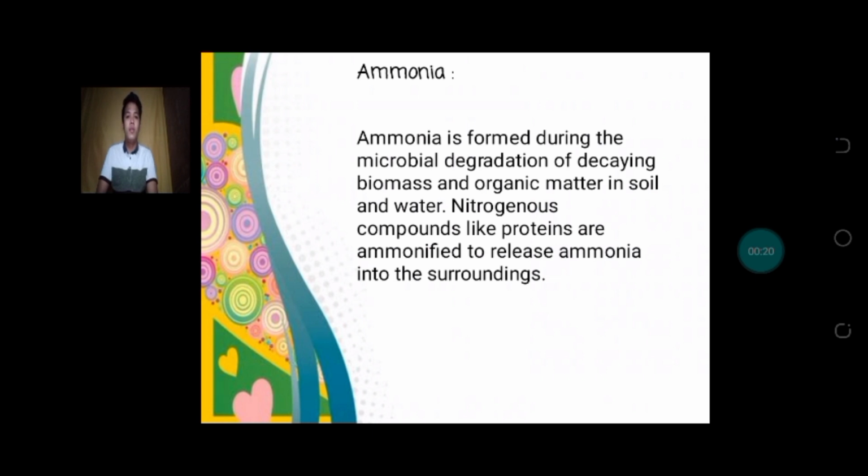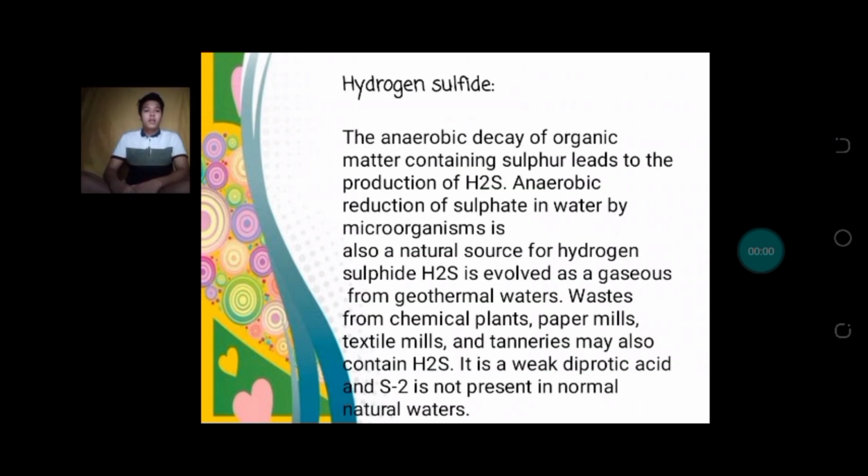Ammonia. Ammonia is formed during the microbial degradation of decaying biomass and organic matter in soil and water. Nitrogenous compounds like proteins are ammonified to release ammonia into the surroundings. Like other organic pollutants, ammonia is one of the several forms of nitrogen that exist in aquatic environments.